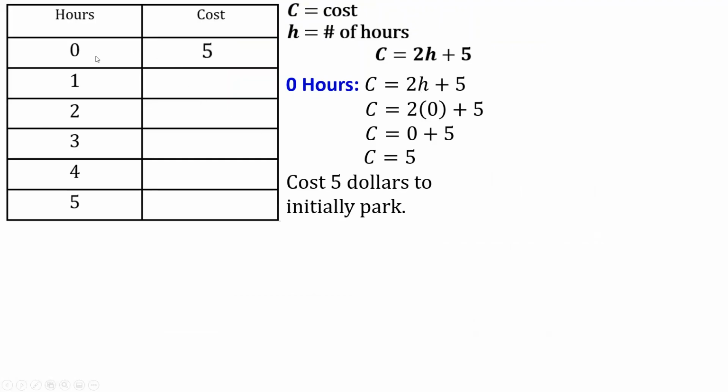So we now know that our first ordered pair, or our first answer, is (0, 5). It costs $5 to initially park. Let's do one more example. I think after this example, you get the point.